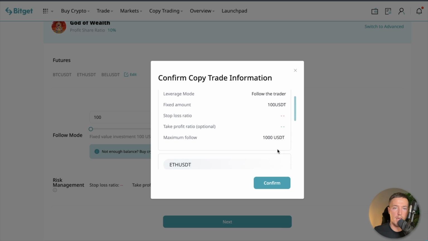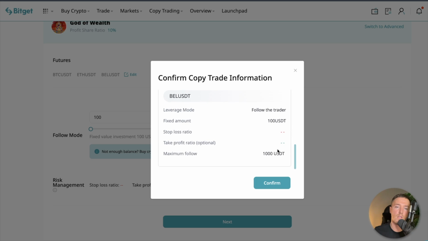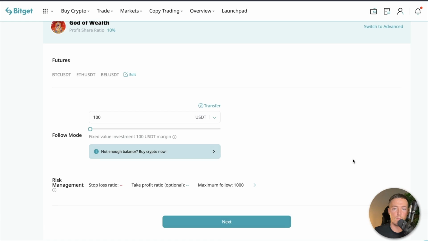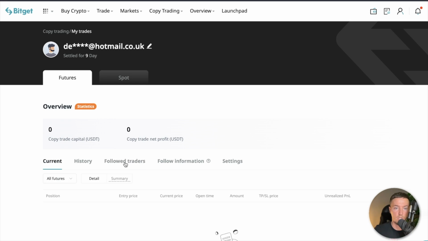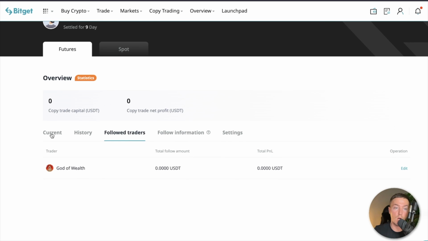Go to next. And then I just confirm here. Here are the pairs that have been traded, confirm. And that is that. So when this trader places a trade, it will appear in this current trades section. And in here as well, we'll get the information on total follow amount, total profit and loss, which we'll be monitoring and coming back to in a video in 2 weeks to see the results of this. But next, let's go find another trader to invest another $1,000 with.